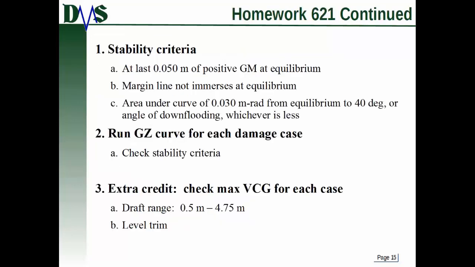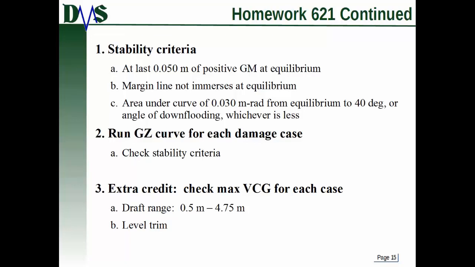And now, once you've done all of that, we need to check the stability of it. So here are some made-up stability criteria. Like I said, these are just criteria that I've created. They don't match any real regulations. But you want at least 0.05 meters of positive GM at equilibrium. That is meant to be at least. You want a margin line that is not immersed at equilibrium. Area under the curve of 0.03 meter radians from equilibrium to 40 degrees, or the angle of downflooding, whichever is less.